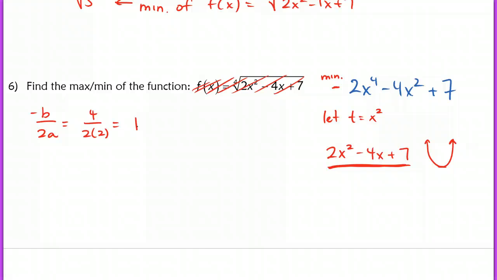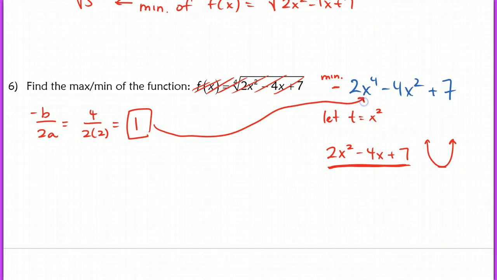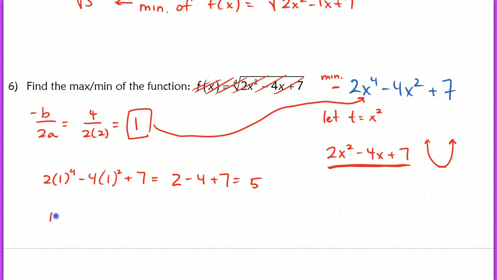Then, to find the actual minimum, I need to take this x value and plug it into my function so that I have my minimum value at 2 times 1 to the 4th minus 4 times 1 squared plus 7. And I end up with 2 minus 4 plus 7 to get positive 5. So the minimum of 2x to the 4th minus 4x squared plus 7 is 5, and it occurs at x equals 1.